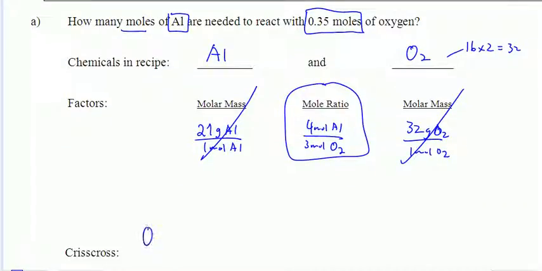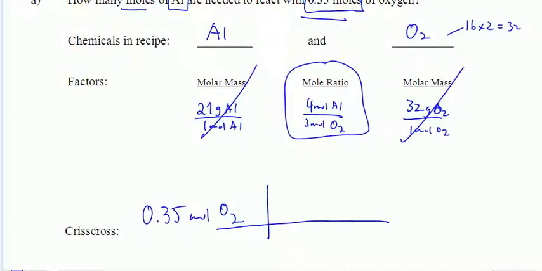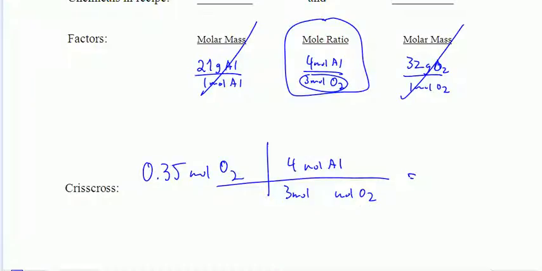So in the problem, we have 0.35 moles of O2 right here. I'm going to set up my crisscross. Moles O2 on the bottom, and I'm going to go search for moles O2. Okay, there it is. 3 moles O2, and it's related to 4 moles Al. So I'm going to take 0.35, I'm going to multiply it by 4, and I'm going to divide it by 3, and I will have my answer.